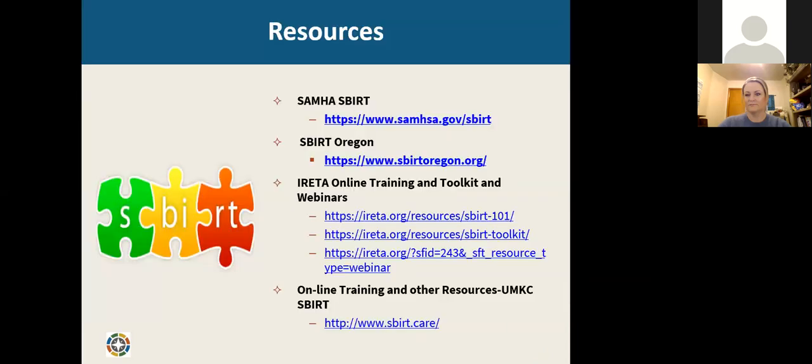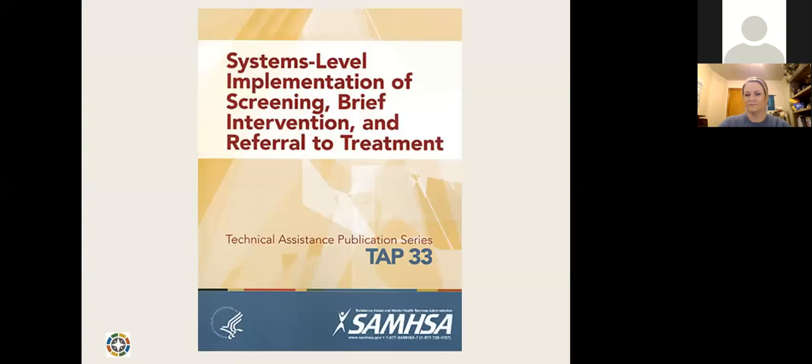Some resources here, and again, this will be sent out in a PDF form. You can click on these. I mentioned the individual, what I call the gingerbread people. That site is listed on here, www.sbirt.care. You can find those listed there, as well as a lot of other resources around training and other aspects of care. SBIRT, SAMHSA SBIRT, SBIRT Oregon, IRETA. These are just a few. There are also excellent others available. These are some that I use quite frequently and find very helpful.